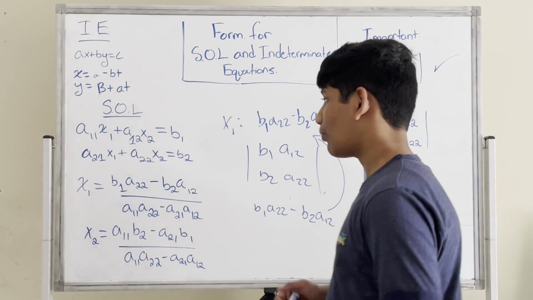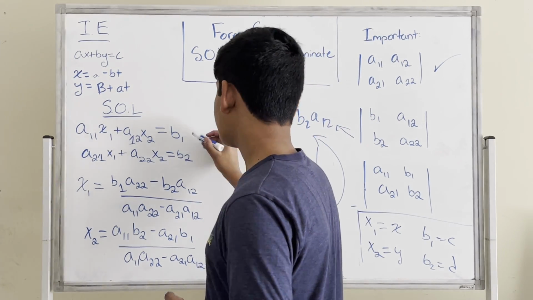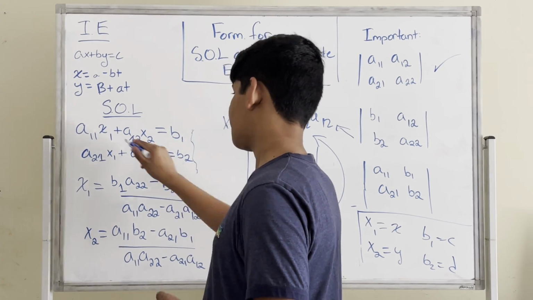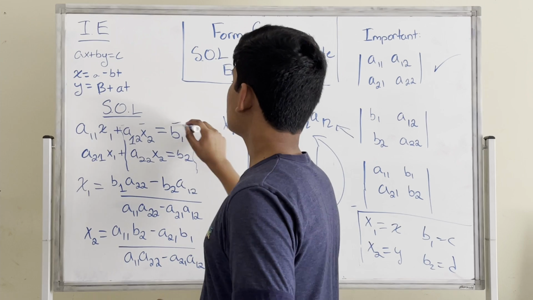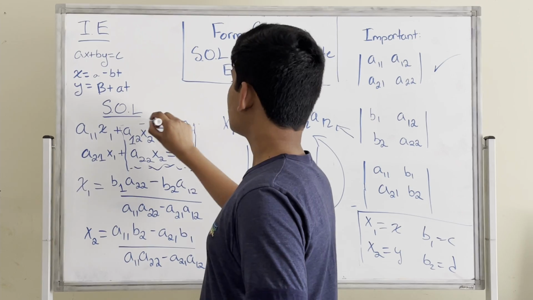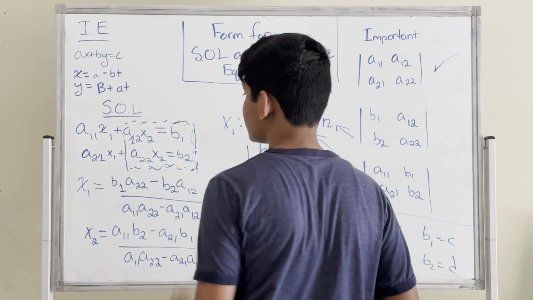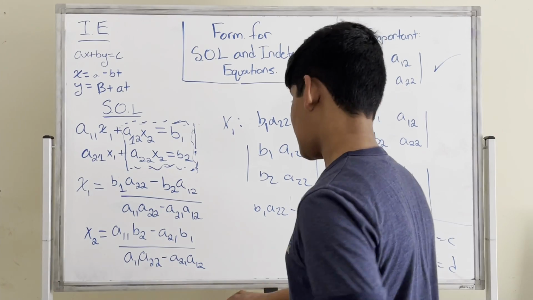And if you think about it more, we can see how b1, b2 are involved, but also we have a22, a12. So it's like we take the determinant of these values. So it's like we take the determinant of this to be our denominator, the determinant of this, and the determinant of this, which we'll just see next.